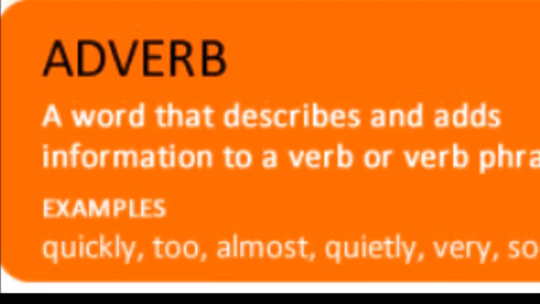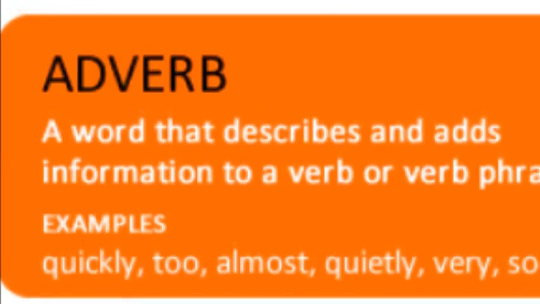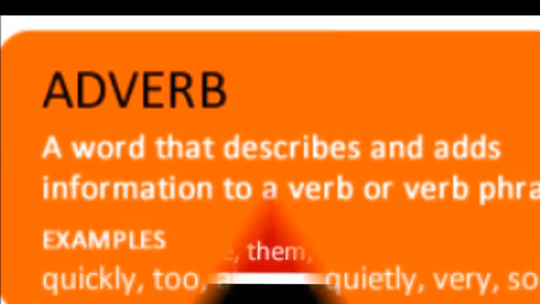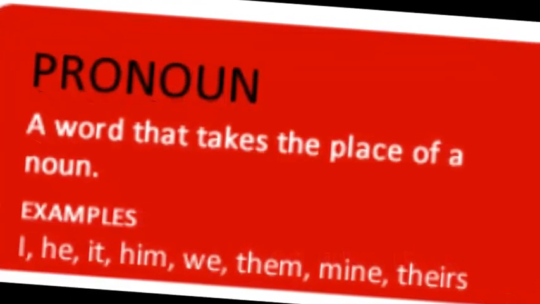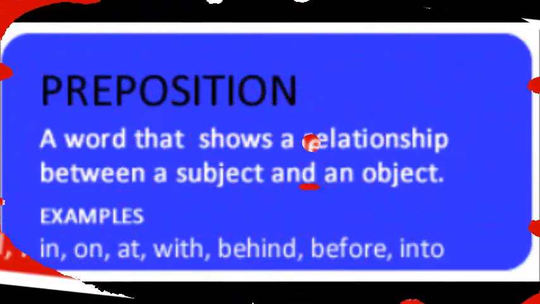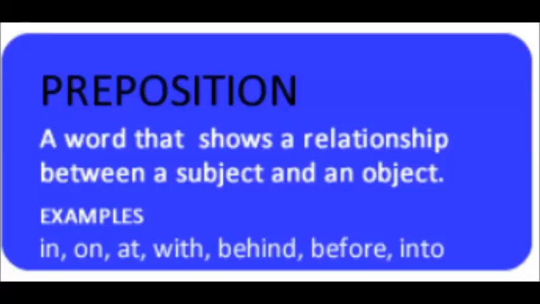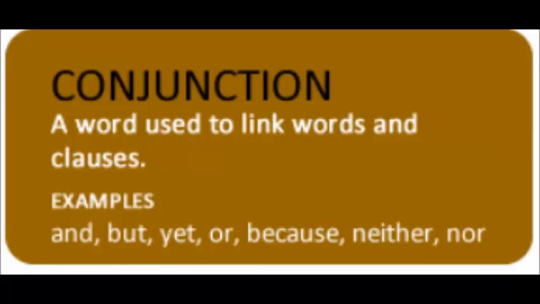Adverb: a word that describes and adds information to a verb or verb phrase. Pronoun: a word that takes the place of a noun. Preposition: a word that shows a relationship between a subject and object. Conjunction: a word used to link words and clauses.